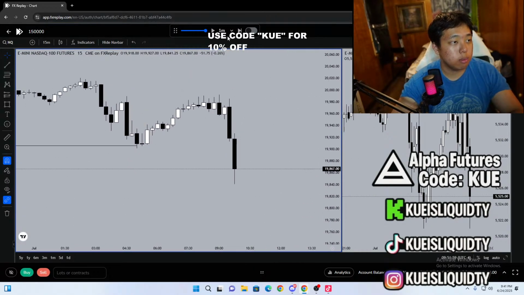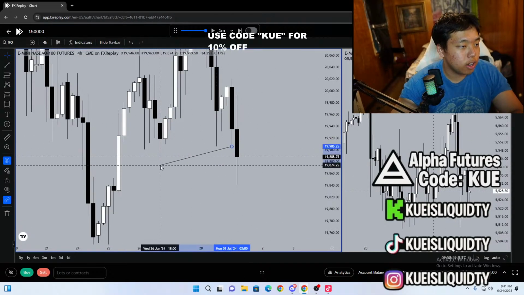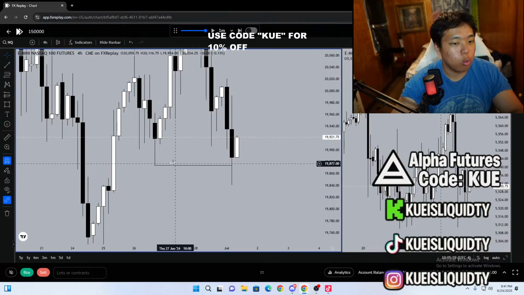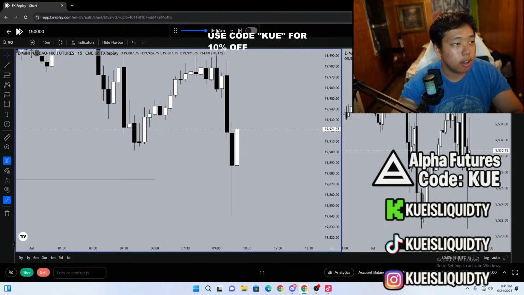Okay, so it looks like we're displacing lower. Let's see what happens here. Let's go back to the 4 hour since we're rejecting off this low now, depending on how we react off this low. It's like we're sweeping out this low now. Perfect. I'm still bullish bias going into the day.